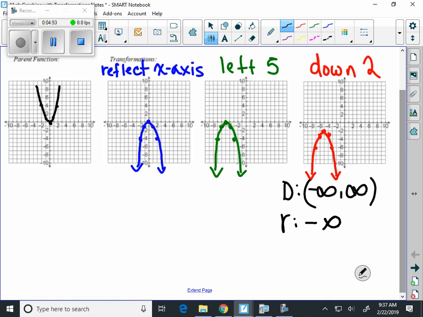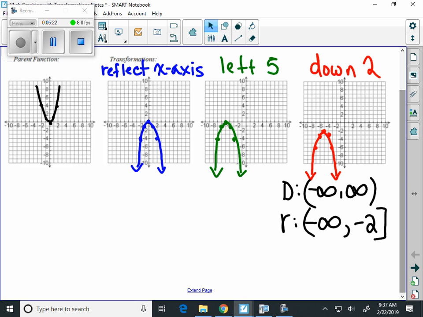When you're dealing with the range, you start with the lowest value, which is where the graph is pointing downward. So we're going to start at negative infinity, and we're going to keep going up and up until we get to the y value of our vertex, which is negative 2. Because that point is on the graph, we have a bracket. Just an aside, but I don't want you to forget how to deal with the domain and the range.